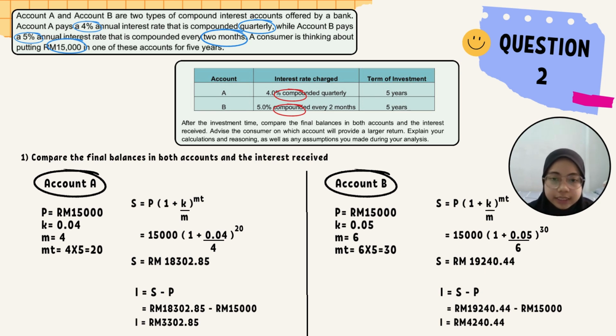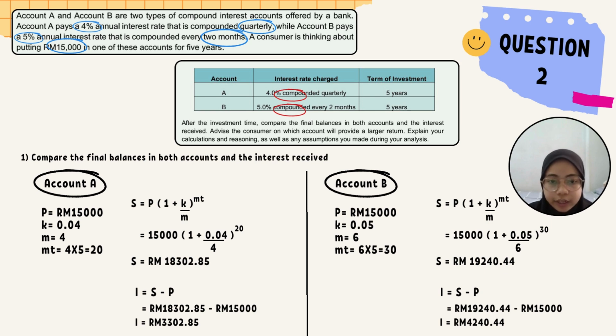Next, we need to find the interest received for account A. We need to use the formula I equals S minus P. For S, we just use the answer that we got above. S equals 18,302 ringgit and 85 cents minus 15,000. So we will get the interest received for account A equals 3,302 ringgit and 85 cents.